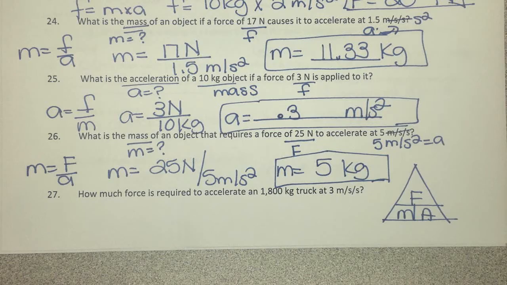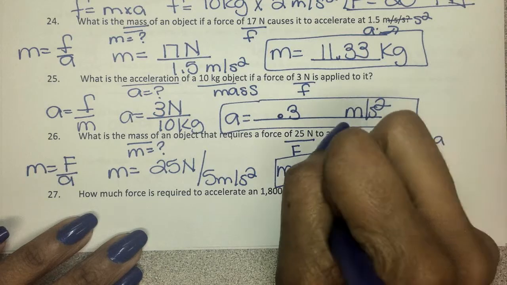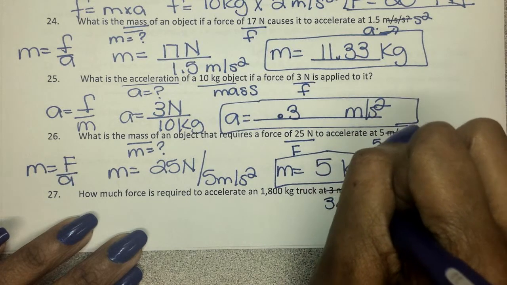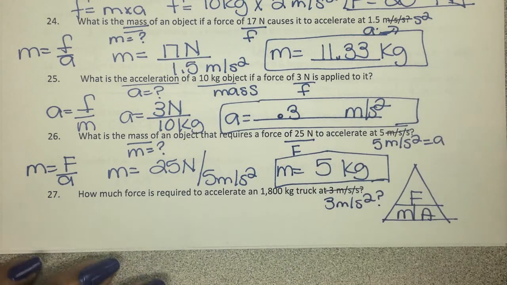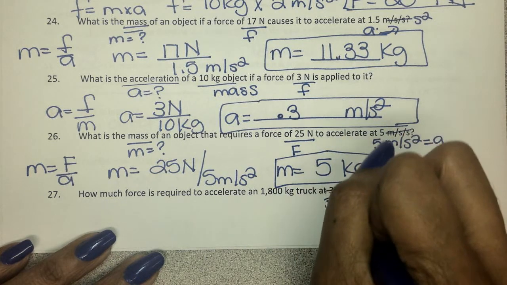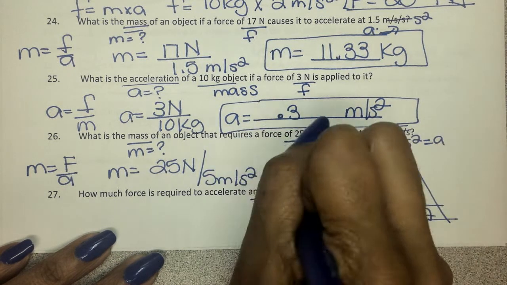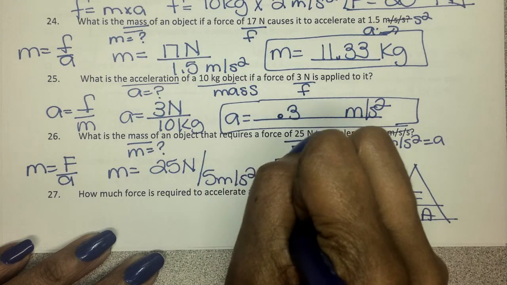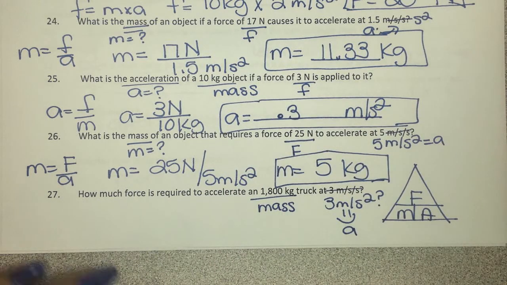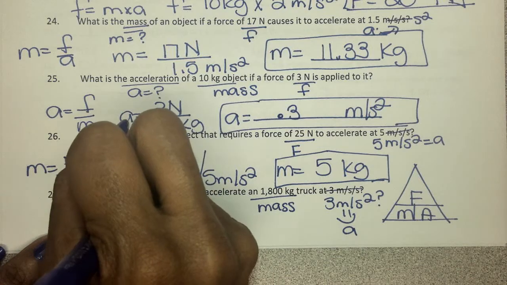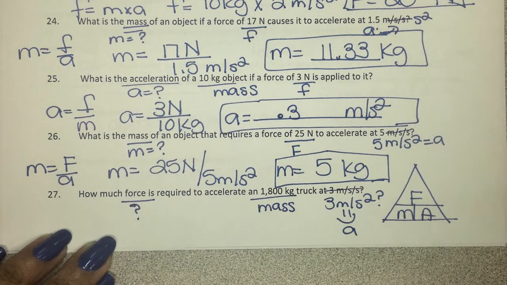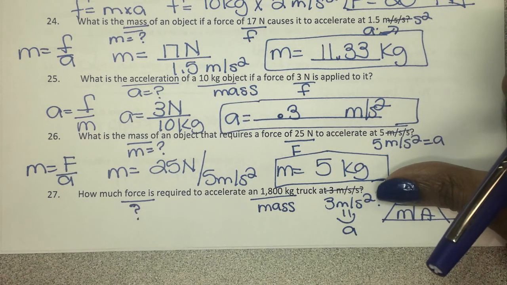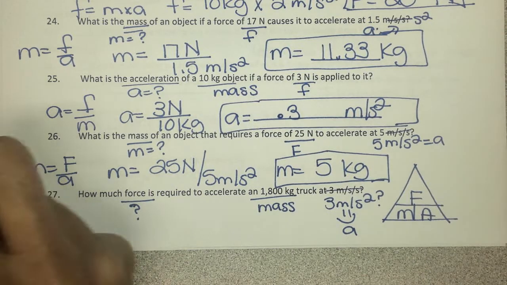All right, last one. How much force is required to accelerate an 1,800 kilogram truck 3 meters per second per second? Again, 3 meters per second square is the same thing as meters per second per second. That's your acceleration. Your mass is 1,800 kilograms, and it's asking you to find the force. Well, that's just the basic formula. Force is mass times acceleration.